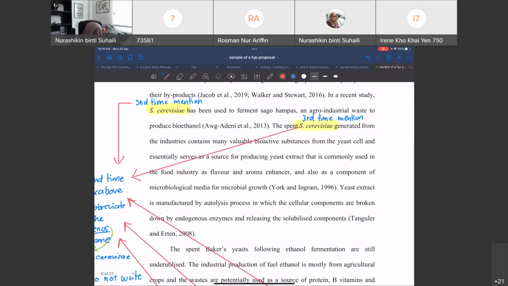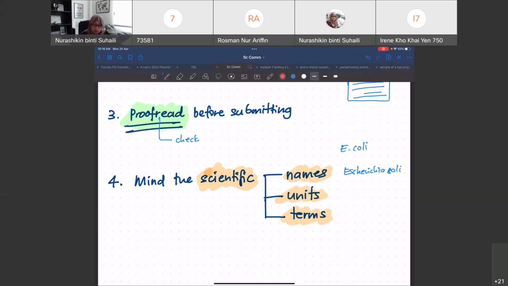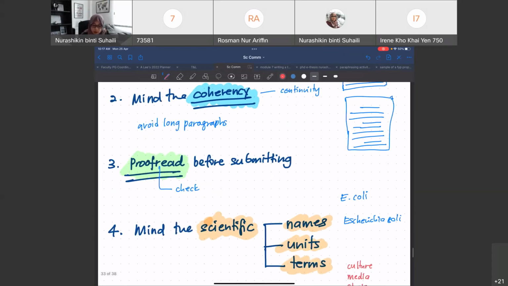Okay, back to the things here. Units, and just now I mentioned terminologies. Before you use any scientific terms, make sure you understand what they mean. For example, culture. What is culture? What is media? What does it mean? Strain. Google first before you write. Don't use the terms wrongly.